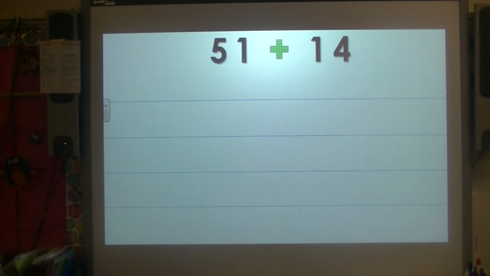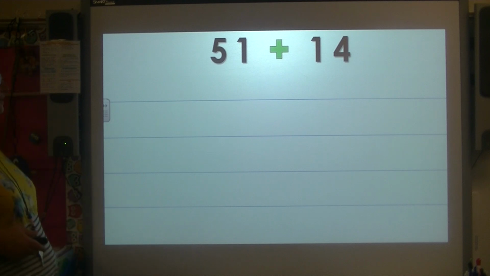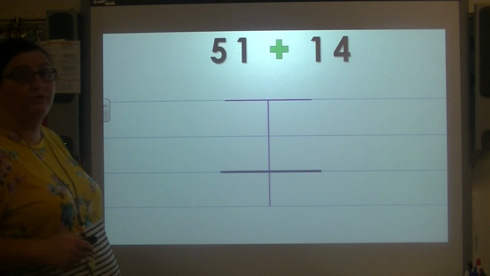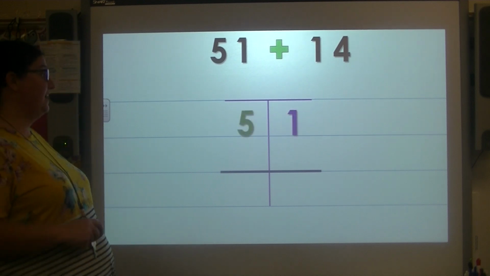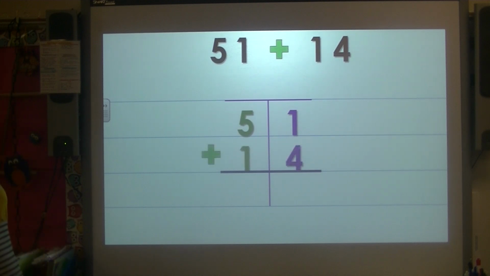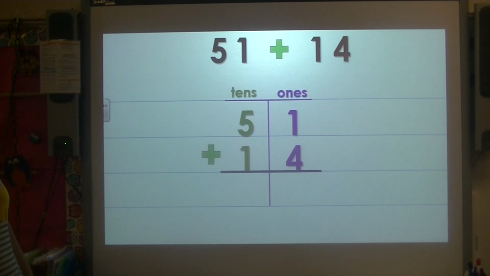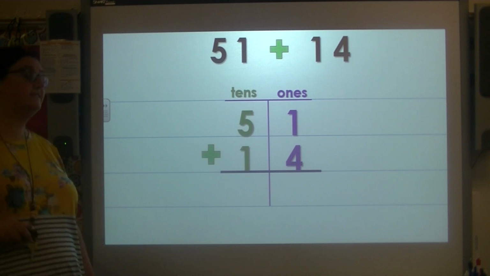All right, 51 plus 14. We have to divide our 10s from our 1s. There's our equal sign. In 51, how many 10s, how many 1s? 5 10s, 1 1. 14 is 1 10, 4 1s, plus sign to the left side. All right, now we label it tens and ones. Remember, Miss Fires puts a T for tens and an O for the ones.